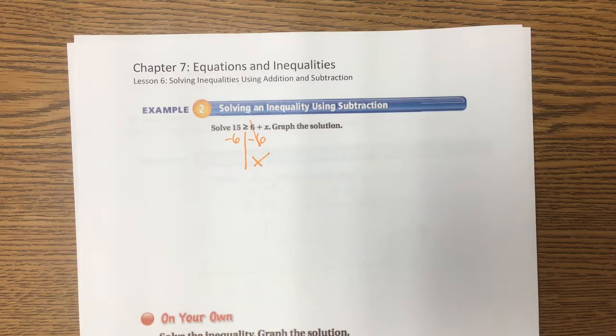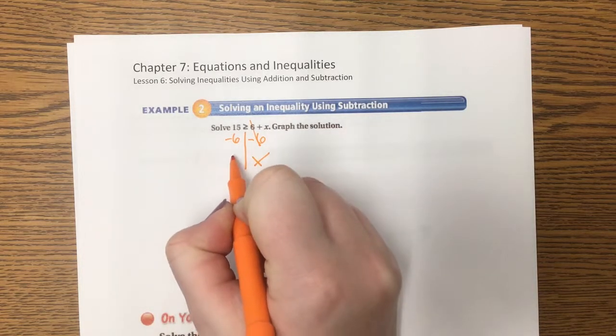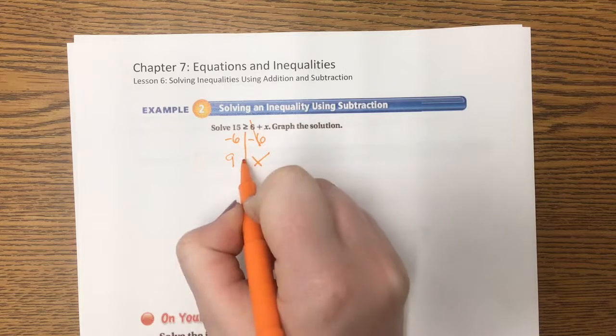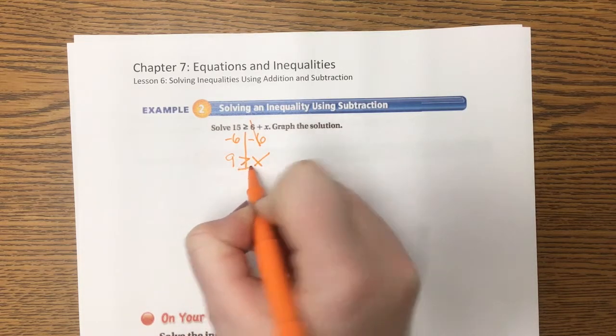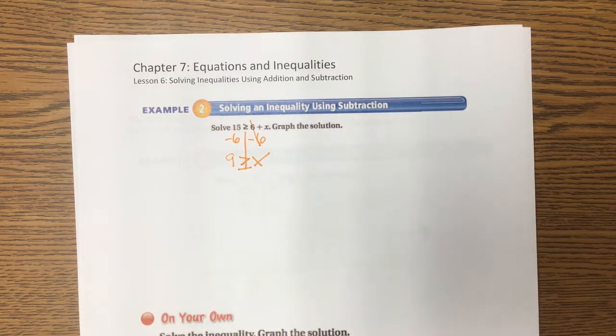Some of you guys have been asking me why you can't subtract x. The reason is that we don't know what x is. You can only subtract a number. Subtracting x from that side won't help us because we still wouldn't be able to figure out what x actually is. Okay, so 15 minus 6, we have 9. And I'm going to bring down my inequality sign, so I have 9 is greater than or equal to x.